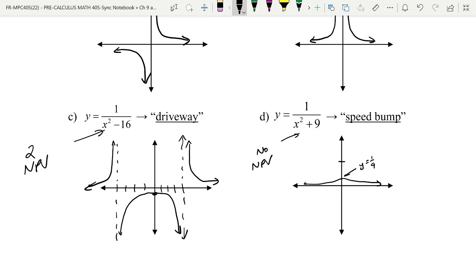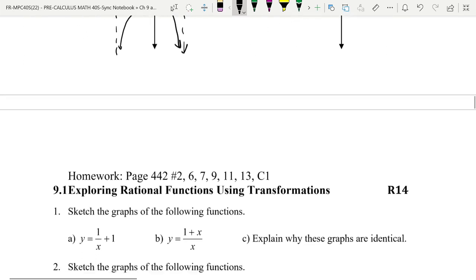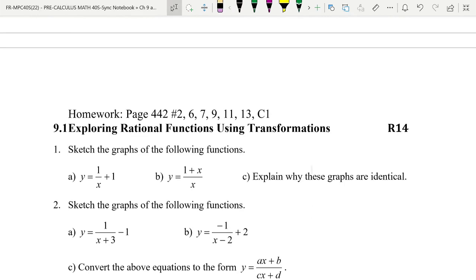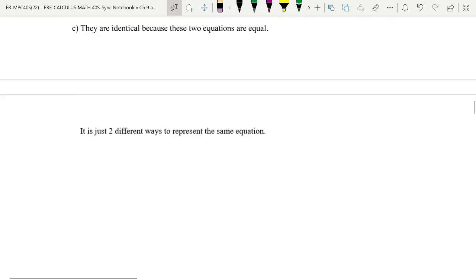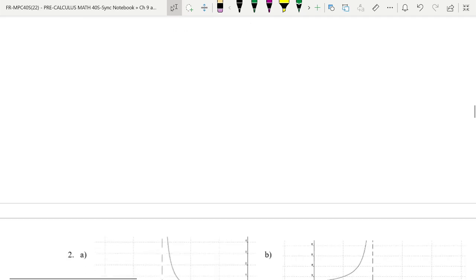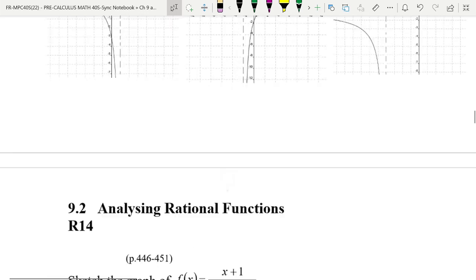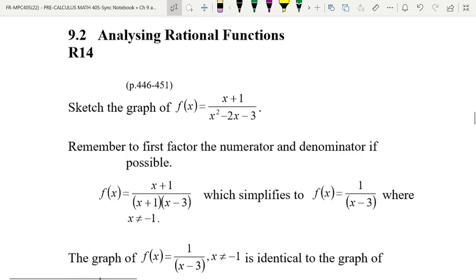So there's a quick summary of 9.1, as well as a shortcut for how to find horizontal asymptotes. That's handy stuff. Let's move on to some more complicated analysis. So that's your homework page. I'll leave you to do work on that. There's the answer key for it. And now we move on to a little tougher analyzing.